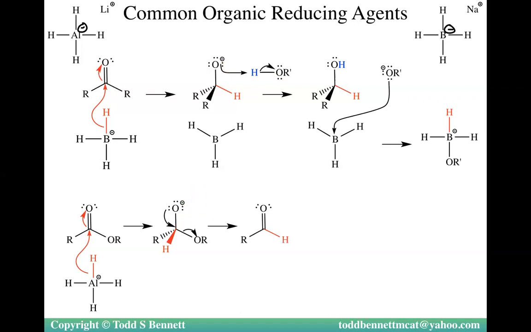What's interesting here is sodium borohydride: because boron is more electronegative than aluminum, it holds on to the H's more tightly. So it can only react with ketones and aldehydes. Sodium borohydride will not work with an ester, it's not reactive enough. Aluminum is less electronegative, and the lithium is able to coordinate a negative charge a little bit better than a sodium, being smaller, more like an H.